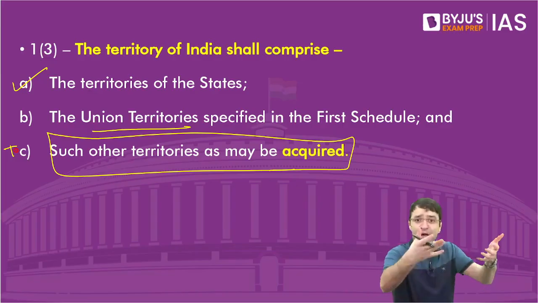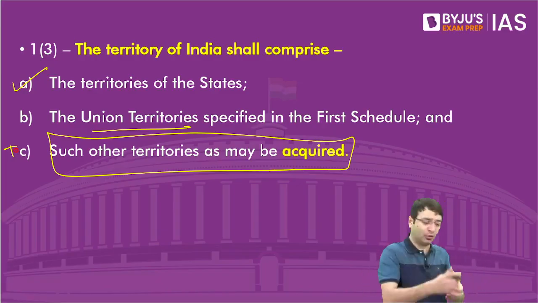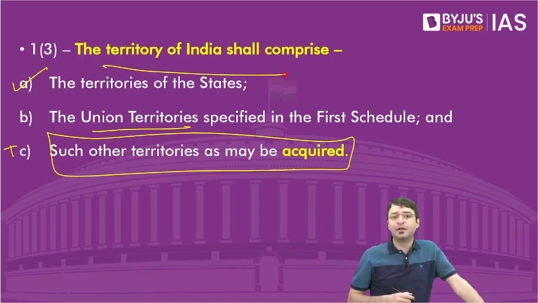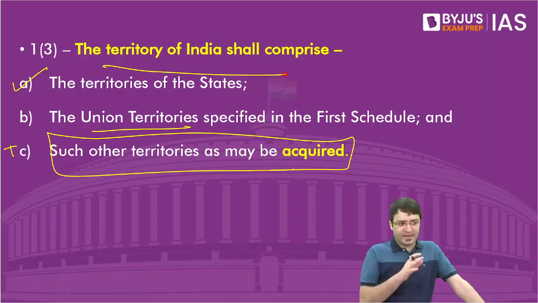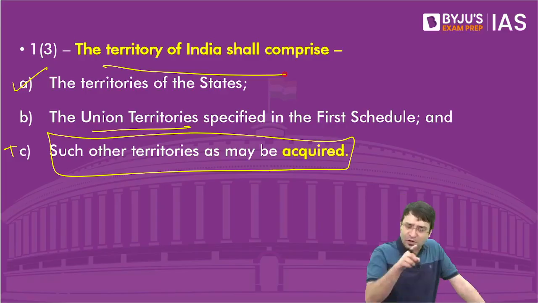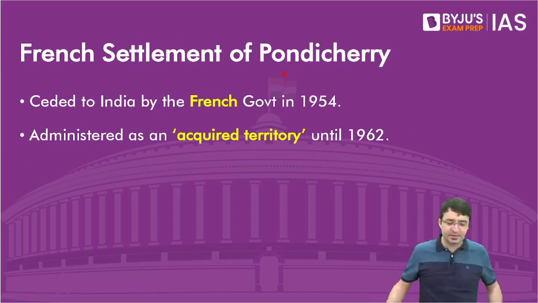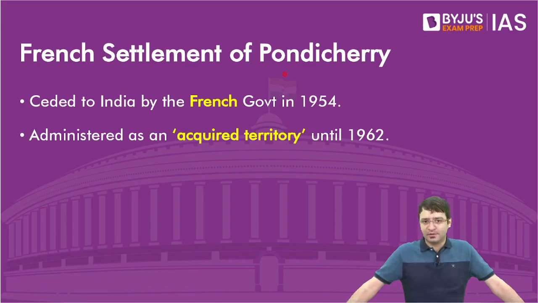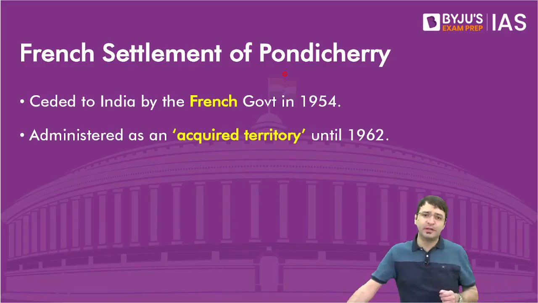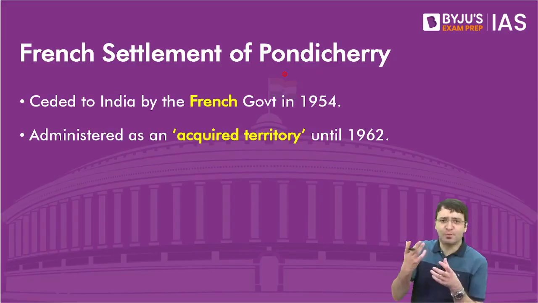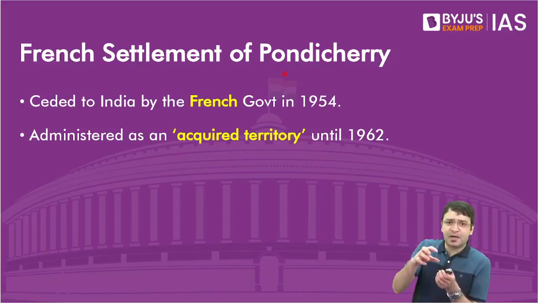If at all we acquire foreign territories, those territories will also be part of the territory of India. So the territory of India, we can have either states of India or union territories or some of the territories which may be acquired. Sir, have we acquired any territory? Yes, we have. One beautiful example of that is the French settlement or French colony of Puducherry, which was previously known as Pondicherry. Then the name was changed to Puducherry. Pondicherry or Puducherry, it was basically part of France.